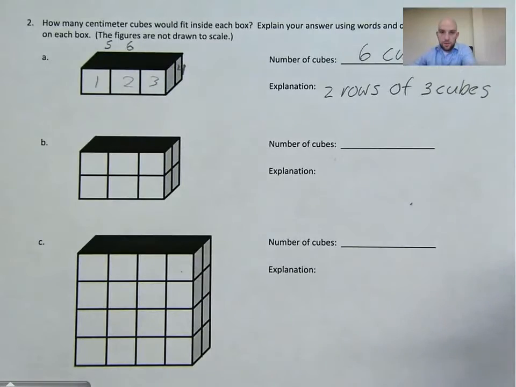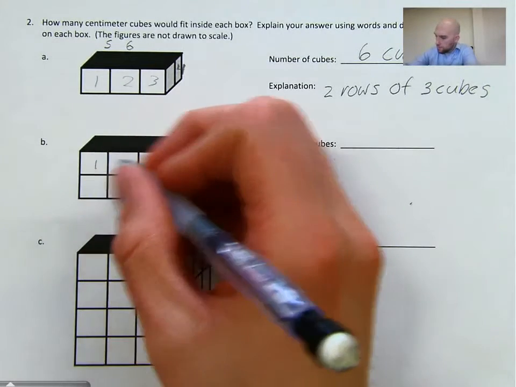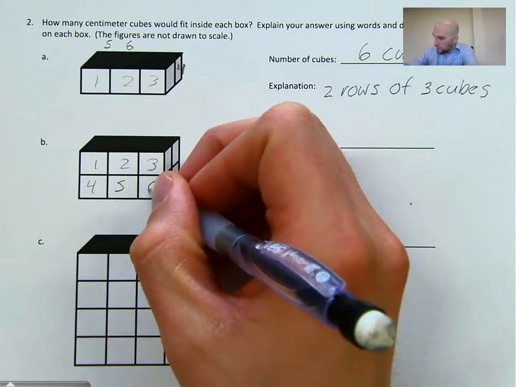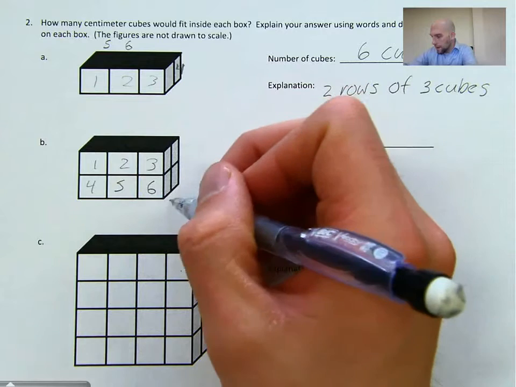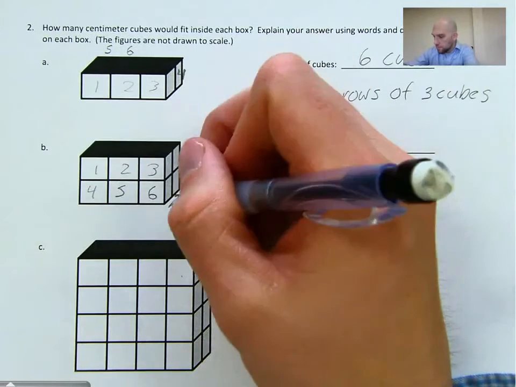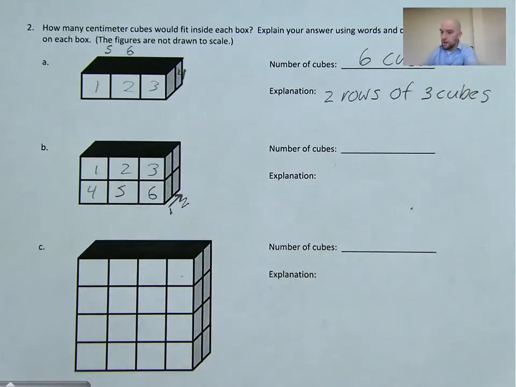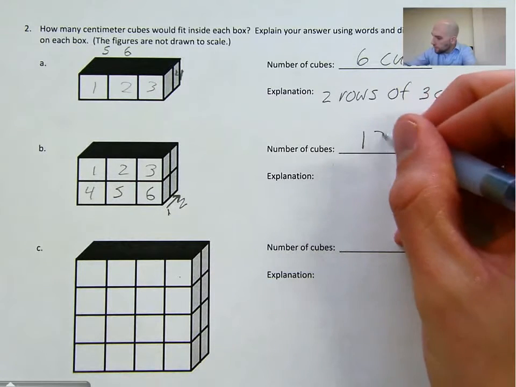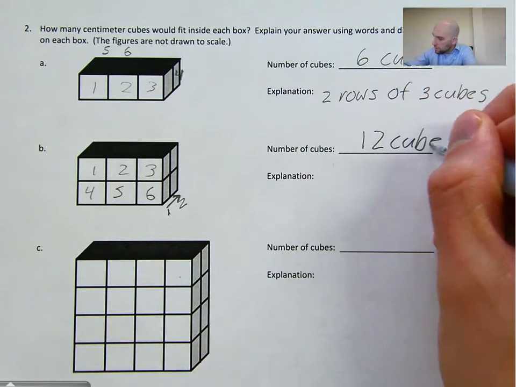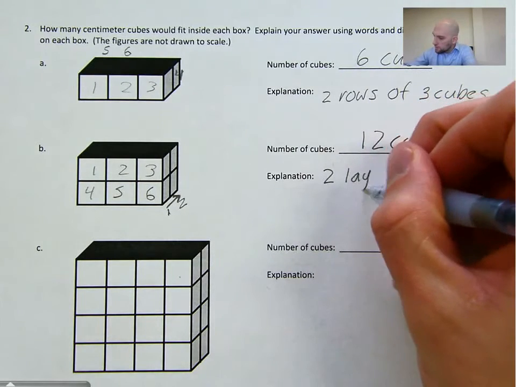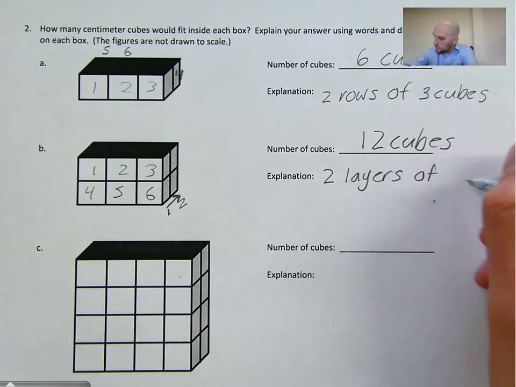In letter B, we have 1, 2, 3, 4, 5, 6. And then back here, it looks like we have 2 layers. So we have 1 layer of 6 here, and then we have 2 layers of 6 there. So if we have 2 layers of 6 cubes, that's going to give us 12 cubes. 2 layers of 6 cubes.